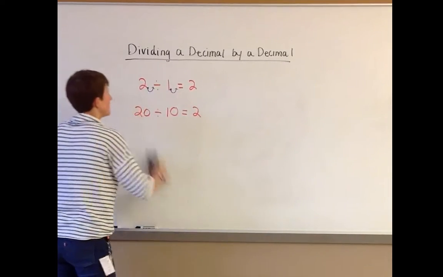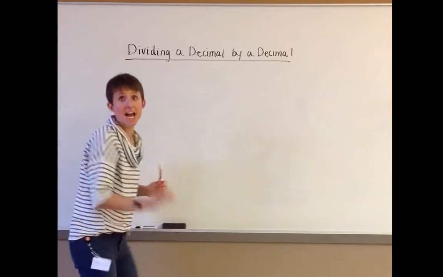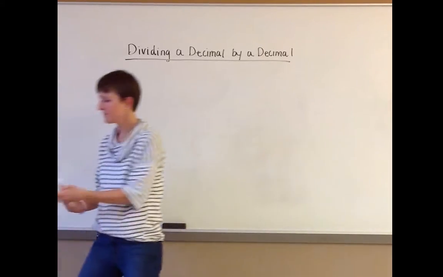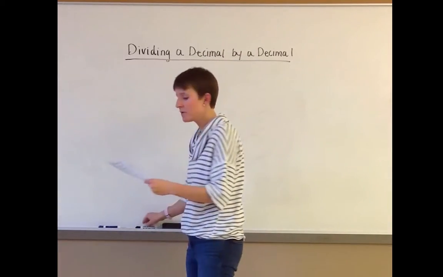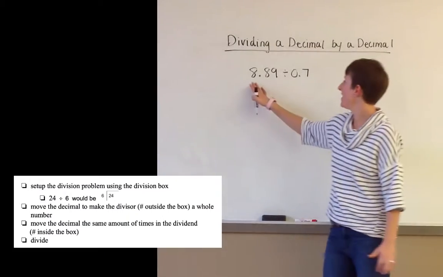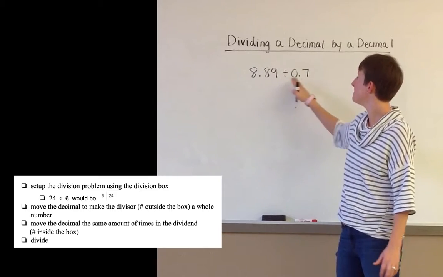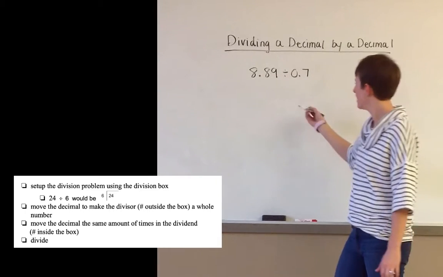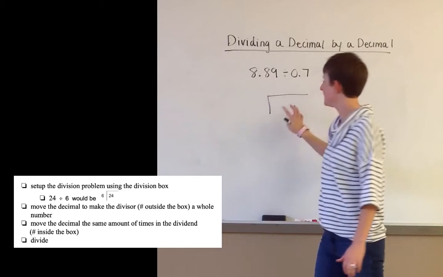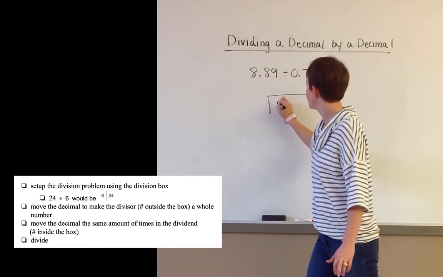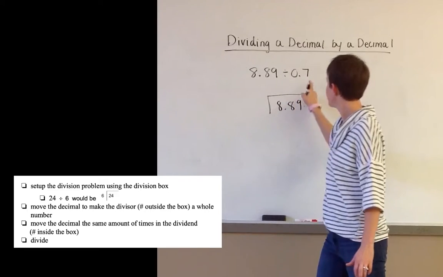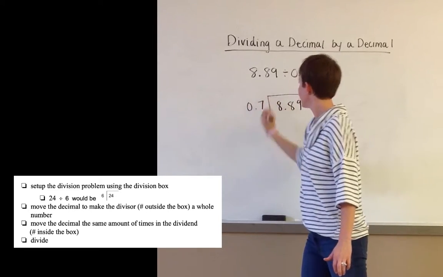So going to our notes, if you look at the steps that I have laid out for you, steps are nice, but we want to understand what we're doing in the steps. Read through those to yourself right now. So we have 8 and 89 hundredths divided by 7 tenths. First, if you look at our steps, we need to set it up using the division box. So let's do that. 8 and 89 hundredths goes inside. 7 tenths goes on the outside.